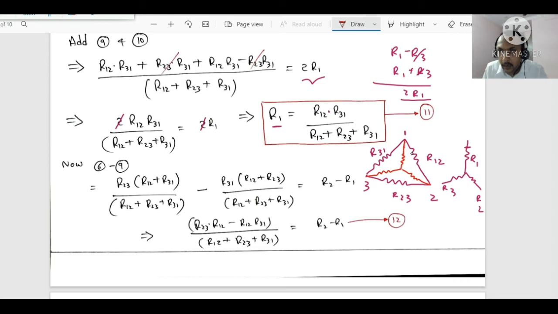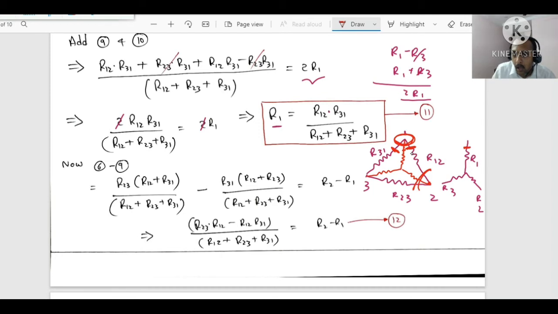Now to get this value R1, observe, this is the product of these two: the product of R31 and R12. This is the product of R31 and R12 whole divided by the sum of all. Like that you can remember. Similarly, you can guess what will be the value of R2. For example, this R2, it will be the product of these two.